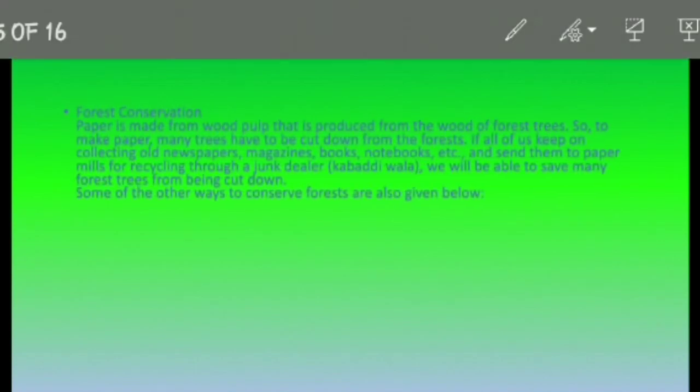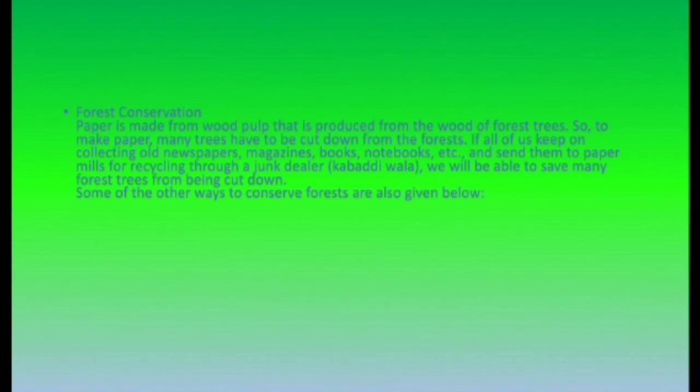Forest conservation. Paper is made of wood pulp that is produced from the wood of forest trees. So, to make paper, many trees have to be cut down from the forest. If all of us keep on collecting all newspapers, magazines, books, notebooks, etc. and send them to paper mills for recycling through a junk dealer, the kabadiwala, we will be able to save many forest trees from being cut down.